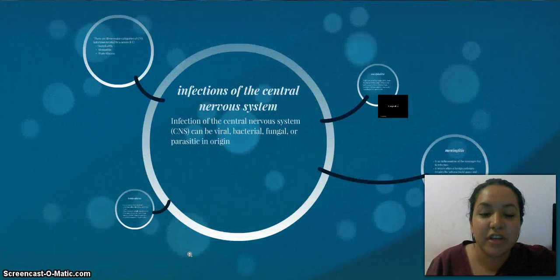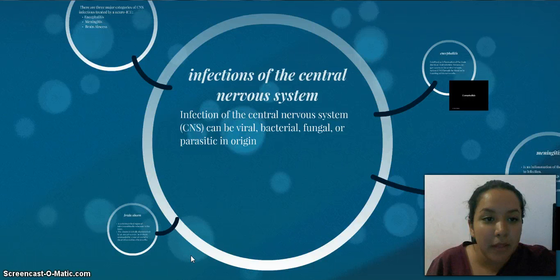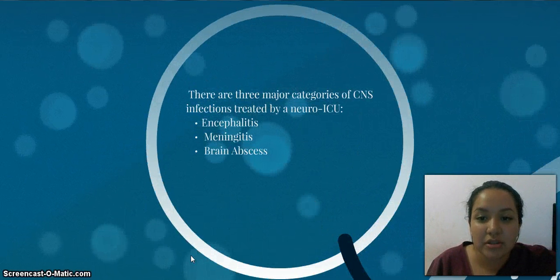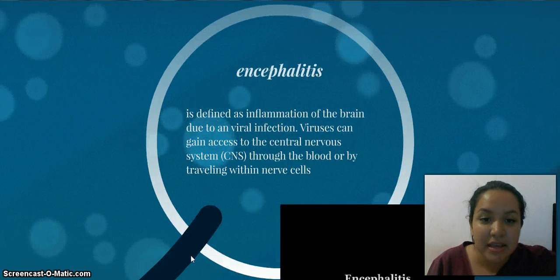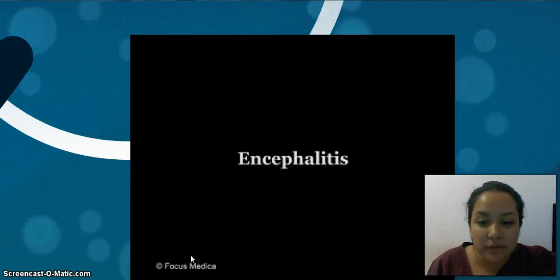The infections of the central nervous system can be viral, bacterial, fungal, or parasitic. There are three major categories of the central nervous system infections treated by the neuro ICU: encephalitis, meningitis, and brain abscess. The encephalitis is defined as inflammation of the brain due to a viral infection. Viruses can gain access to the central nervous system through the blood or by traveling with nerve cells.